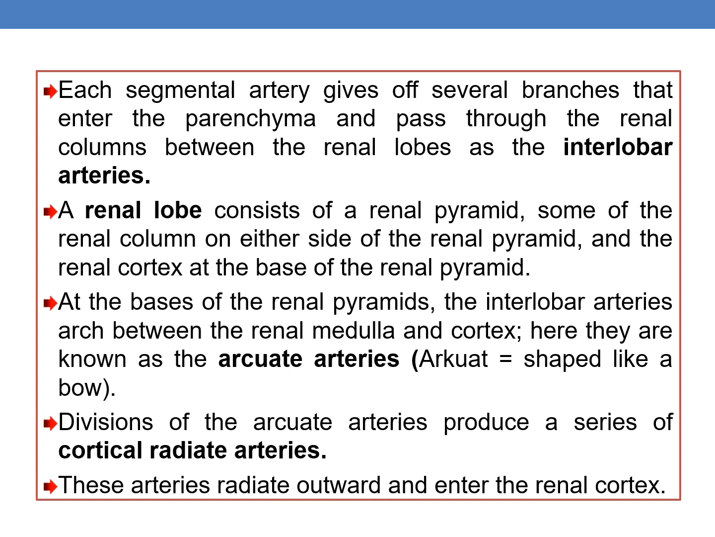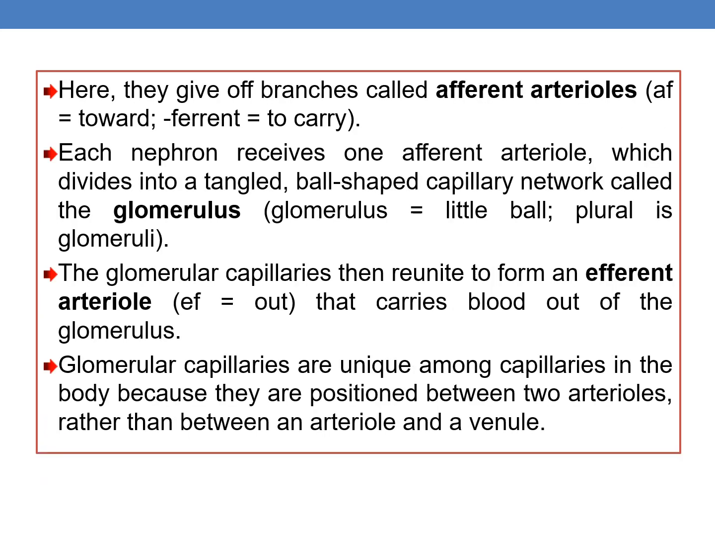The divisions of arcuate arteries produce a series of cortical radiate arteries. These arteries radiate outward and enter the renal cortex. Here they give off branches called afferent arterioles. Af means towards, ferent means to carry. Afferent arteriole means to carry towards.